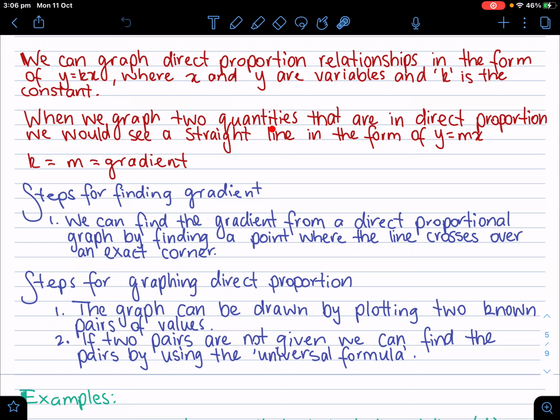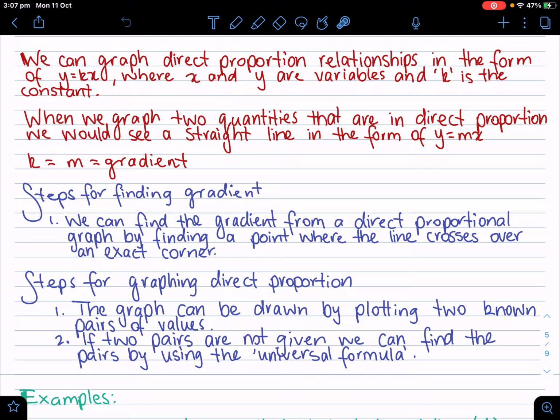When we graph two quantities that are in direct proportion, we will see a straight line, and they form the y equals mx form. And the b will always be 0, and you'll see this when you do a bit of practice. We know that from y equals mx plus b, that m is the gradient. But when we deal with direct proportion, m is also the value of the constant. So whatever the constant is, that's what m is. And that's what the gradient is. So the k that we see there in y equals kx will also be the gradient.